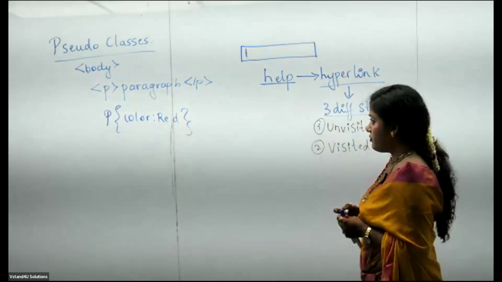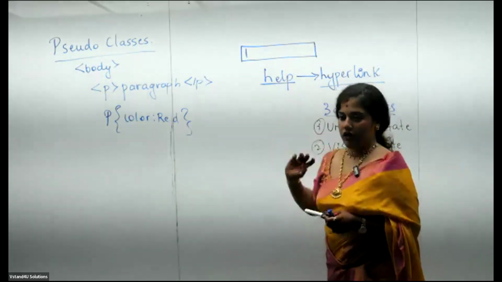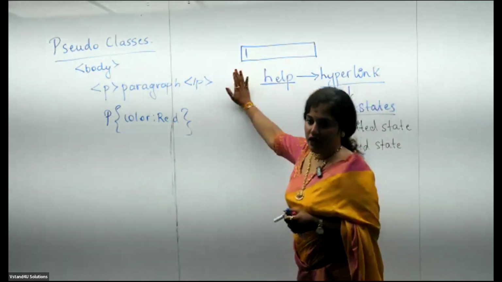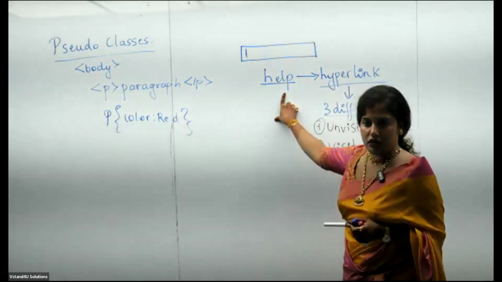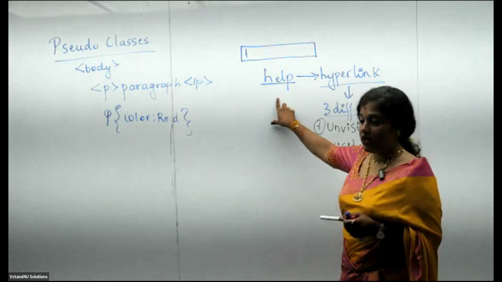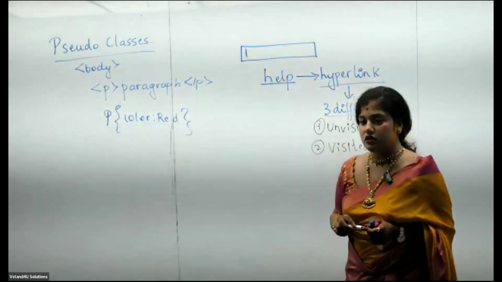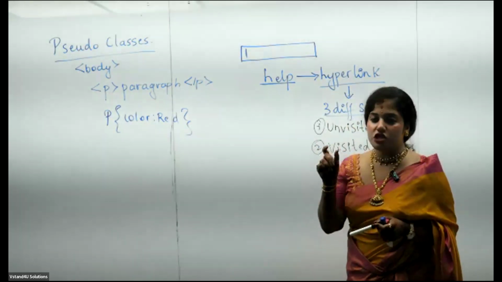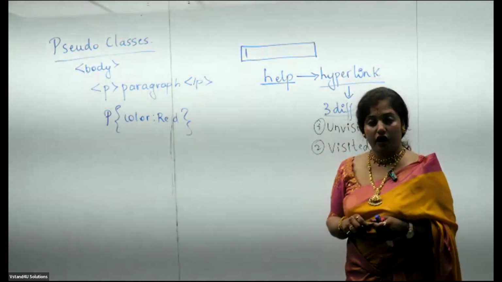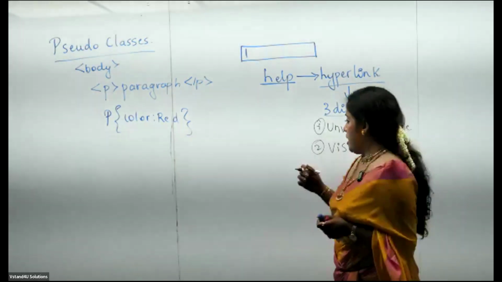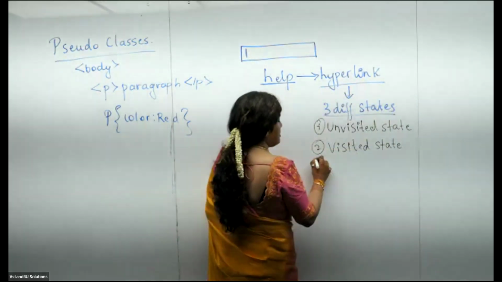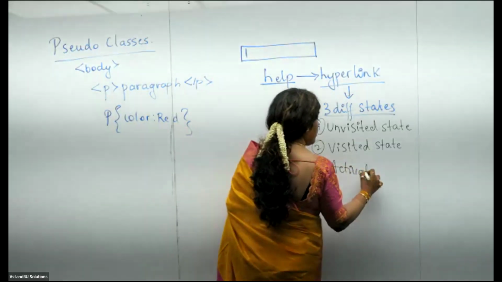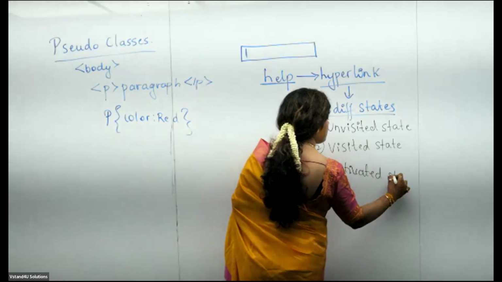So now, when you go back, having visited that link, you get the same hyperlink. Yes or no? Don't you think the color of that hyperlink will change? When you visit the link, the color of the link changes. Have you observed this? So, can I call that state the activated state?